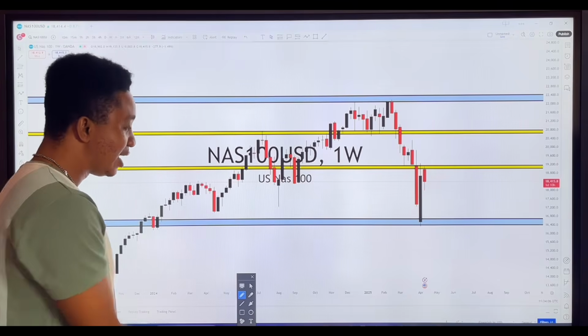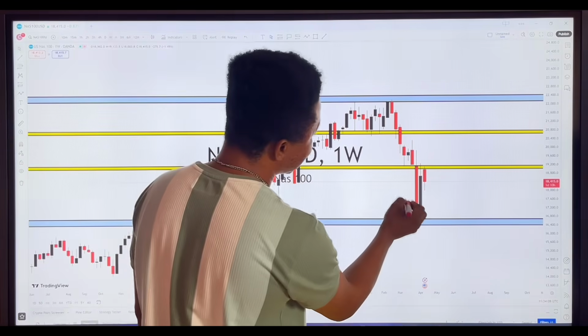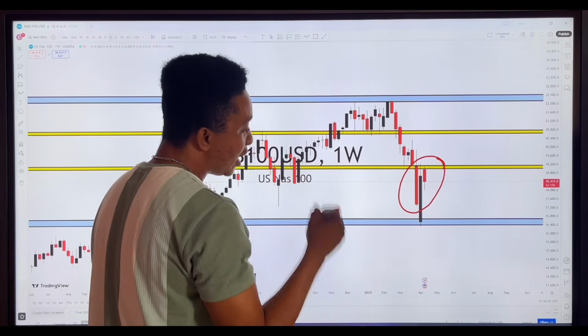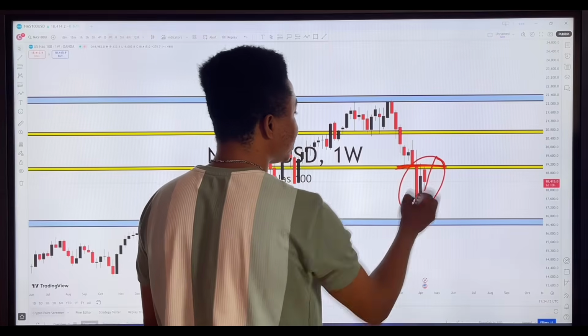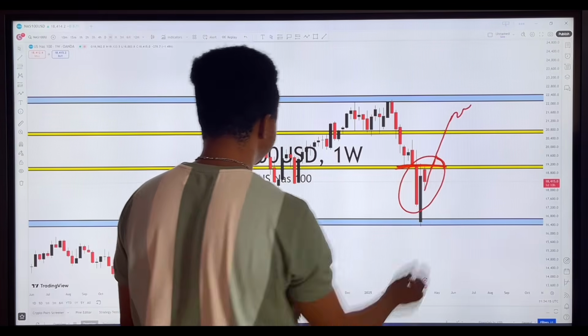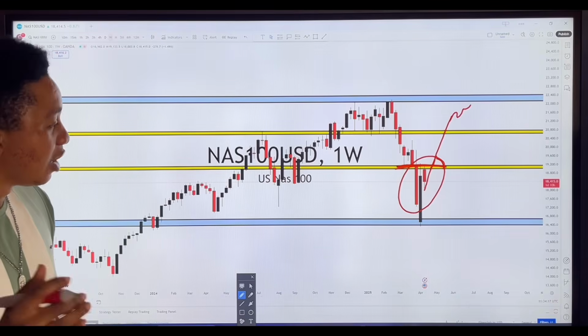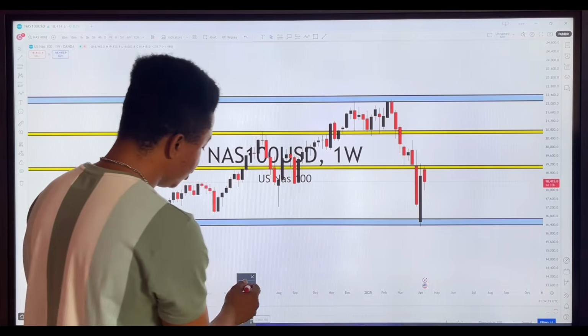So now, let's take it all the way to the daily time frame. Understand what exactly is going on over here in the daily, and how price is going to break above this resistance level for us to start looking for opportunities to buy all the way to the upside. Alright, so let's take it all the way to the daily time frame to continue.